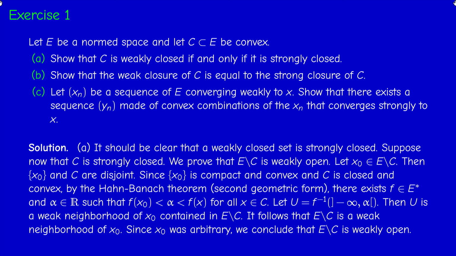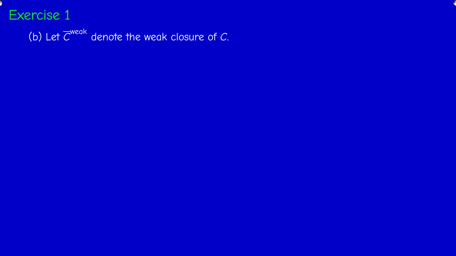Okay, so second question, we have to prove a double inclusion. We have here to distinguish between two kinds of closures because we have two topologies now. So the strong closure of C will be denoted just by C bar as usual, and the closure in the weak topology will be denoted by C bar weak, or if you like, C bar of sigma(E, E*). By definition, C bar weak is the smallest weakly closed set that contains C. Now, this is a weakly closed set. In particular, it's a weakly closed set that contains C.